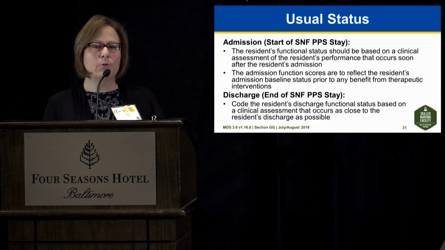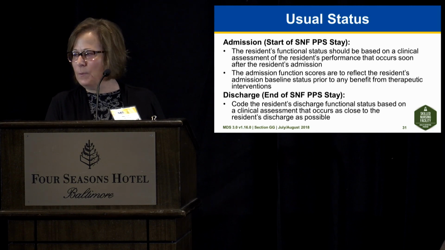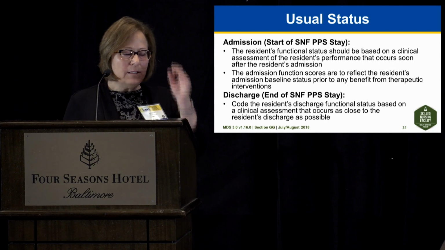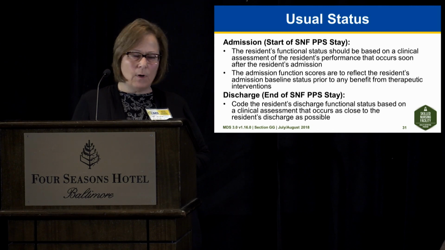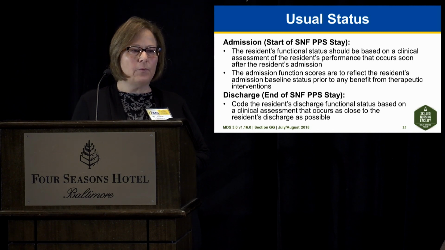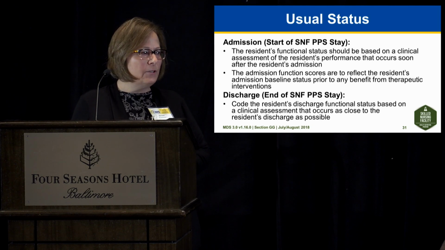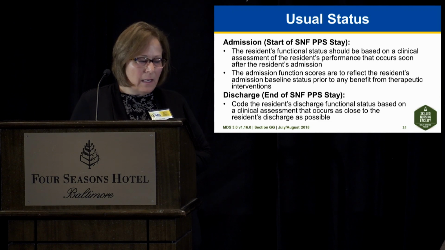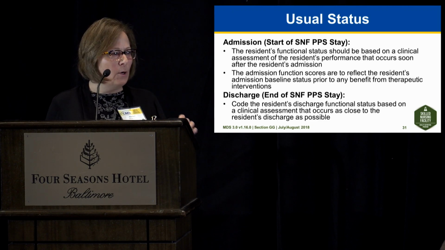So when do you code usual status? Usual status is coded at the start of the SNF PPS stay. The resident's functional status should be based on a clinical assessment of the resident's performance that occurs soon after the resident's admission. The admission function scores are designed to reflect the resident's admission baseline status prior to the benefit from therapeutic interventions. So what does that actually mean, prior to the benefit of therapeutic interventions?